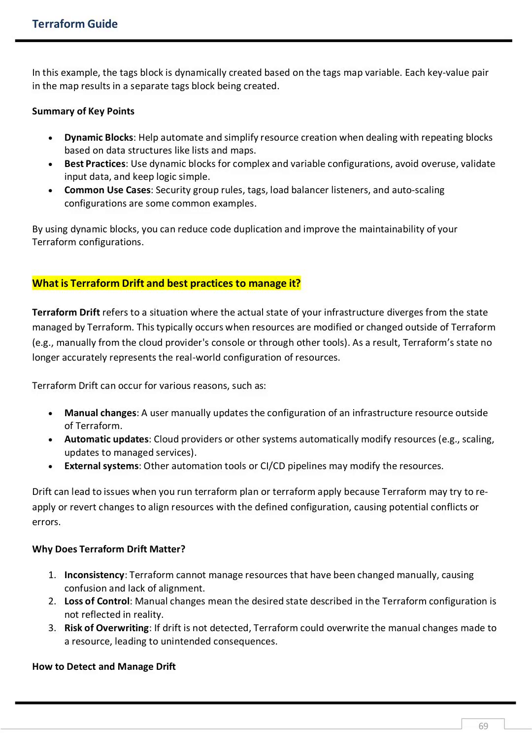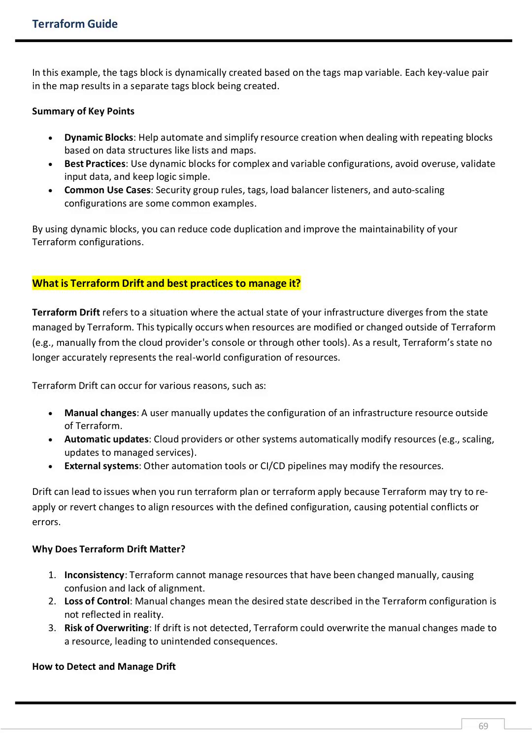What is Terraform drift and best practices to manage it? Terraform drift refers to a situation where the actual state of your infrastructure diverges from the state managed by Terraform. This typically occurs when resources are modified or changed outside of Terraform, for example, manually from the cloud provider's console or through other tools. As a result, Terraform's state no longer accurately represents the real-world configuration of resources.